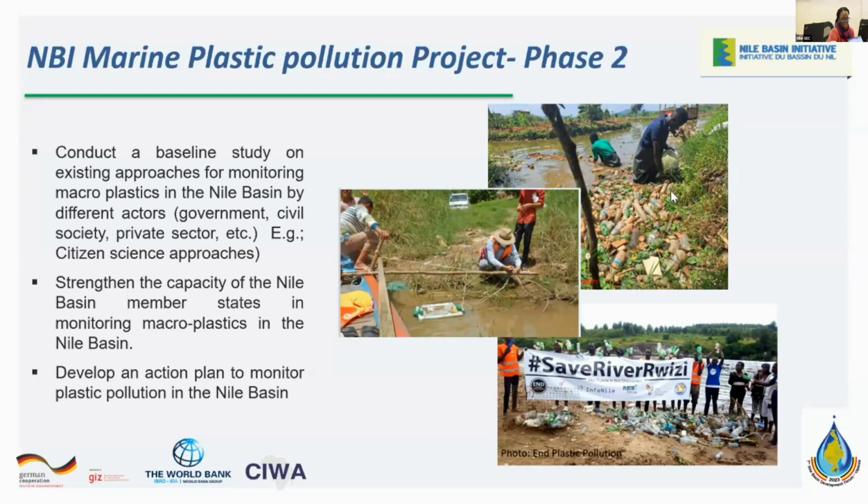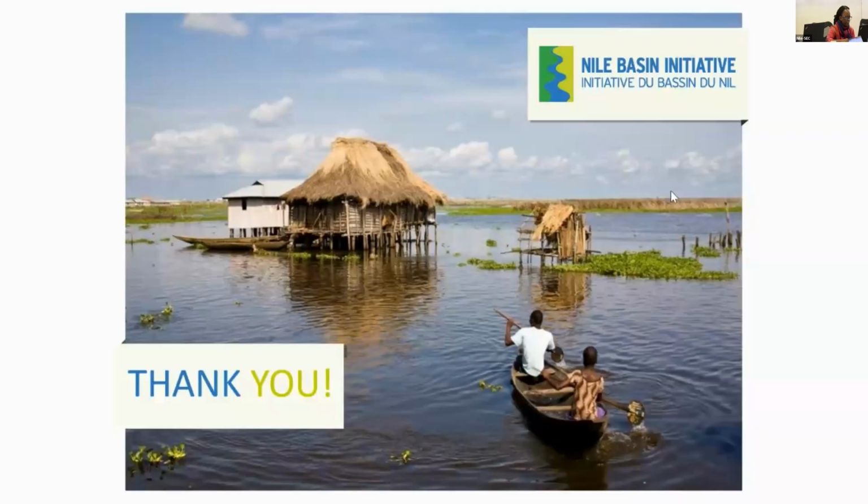Fortunately, NBI already has a strategy on water quality monitoring, and the issue of plastic pollution monitoring in the Nile fits well in the broader strategy of NBI. So it's not all lost, much as we have all these headlines in the media about the Nile choking. There are also strategies being put in place to intentionally address the issue of plastic pollution in the Nile Basin.